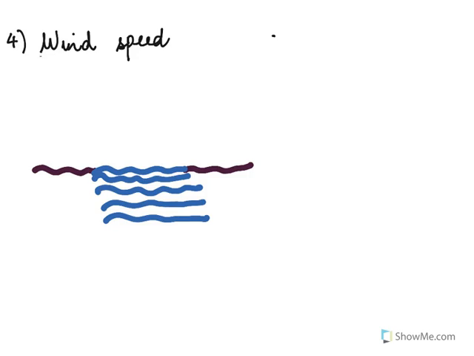Now we'll see how wind speed affects evaporation. Here I have a puddle of water, and in this puddle of water there are some molecules that have evaporated, and if there is no wind, these molecules will remain close to this puddle of water. And as time passes, the evaporation will definitely decrease because the humidity in this area will increase.